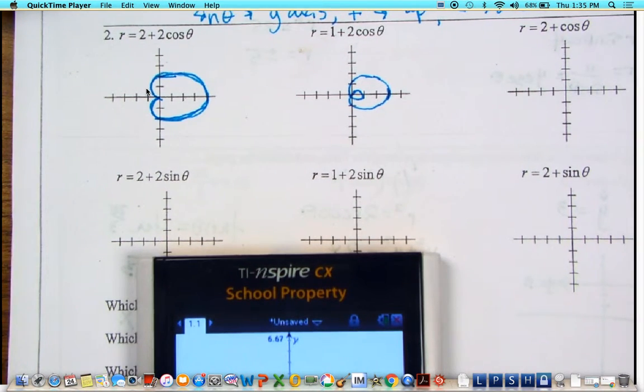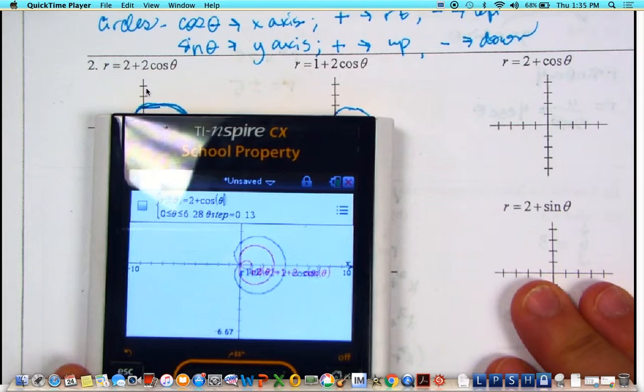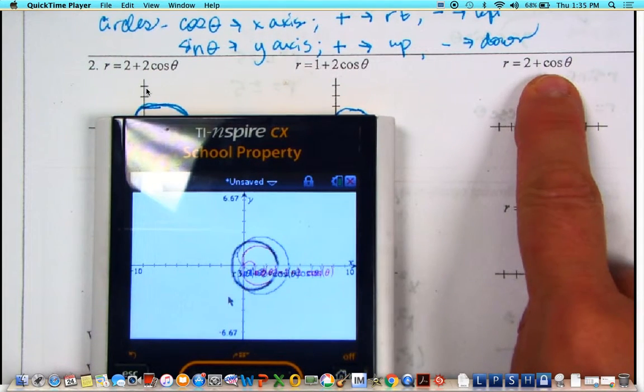Okay, so let's look at the next one. Okay, so what's the difference in this one now? The 2's bigger than that, right?